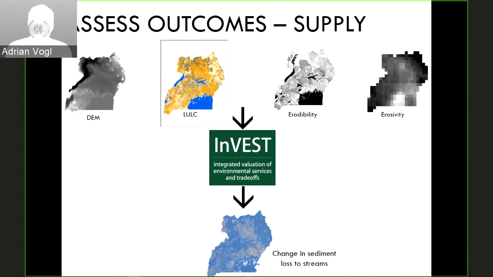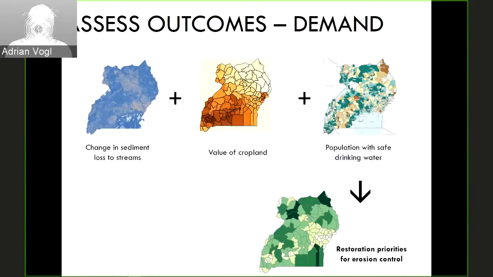So once you have the baseline and the scenarios, you can use a model like InVEST. You would run those scenarios through the model in order to give you this output of, for example, the change in sediment loss to streams. I showed this in the last webinar as well. I just want to reiterate the point that whether you're talking about the baseline ecosystem service or the scenario ecosystem service, it's also really important that you think about what the impacts might be to people.